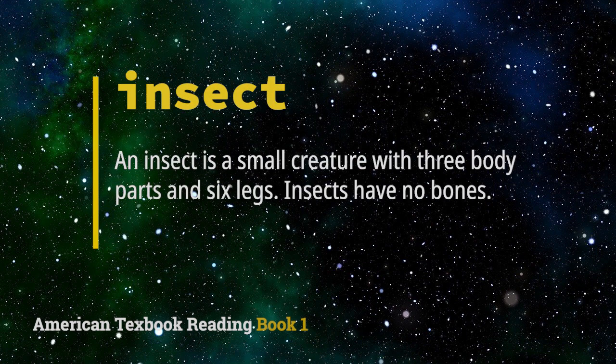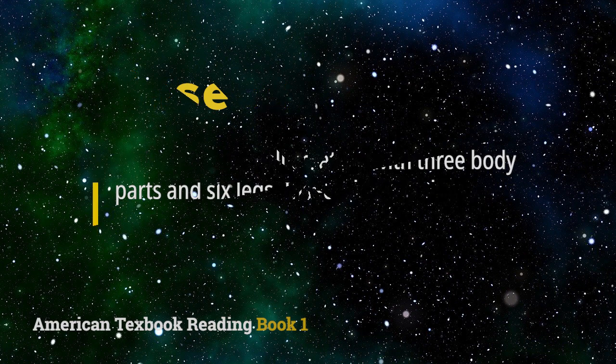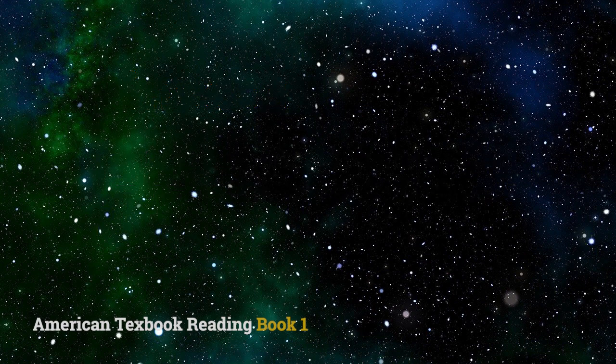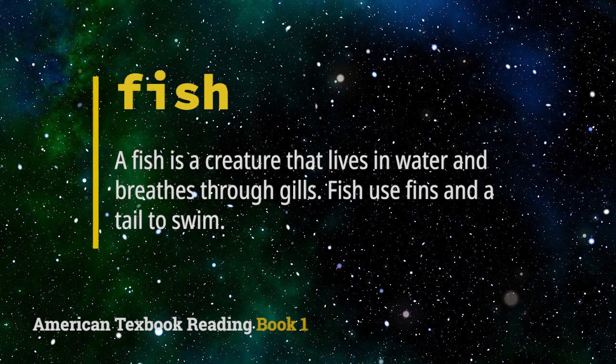Insect. An insect is a small creature with three body parts and six legs. Insects have no bones. Fish. A fish is a creature that lives in water and breathes through gills. Fish use fins and a tail to swim.